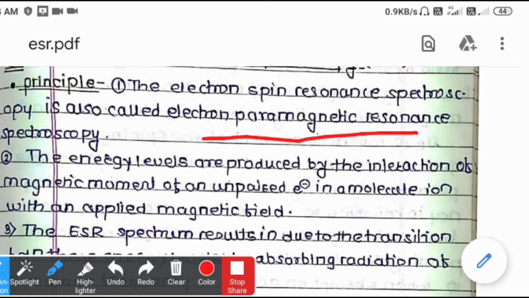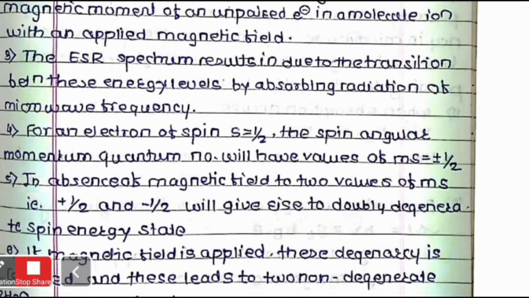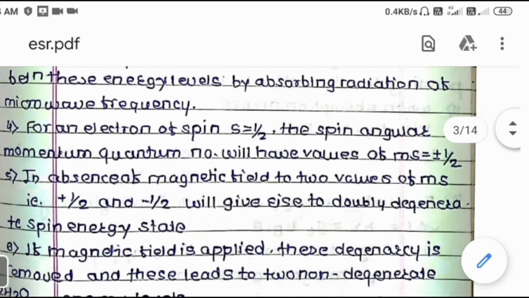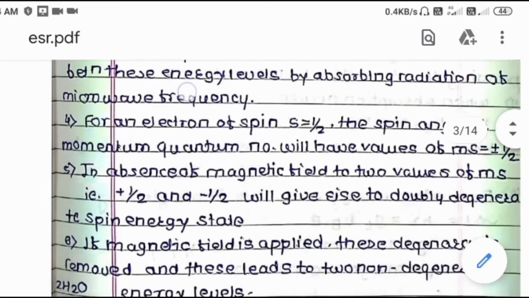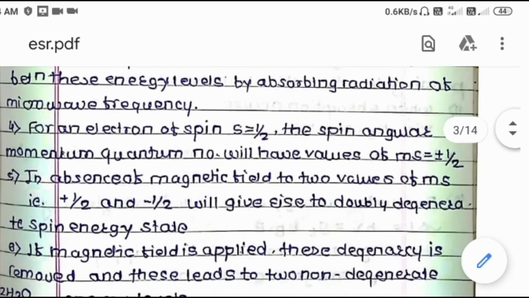The energy levels are produced by the interaction of the magnetic moment of an unpaired electron in a molecule with the applied external magnetic field, which is represented by Bz. The ESR spectrum results from the transition between the two energy levels by the absorption of radiation in the microwave region.